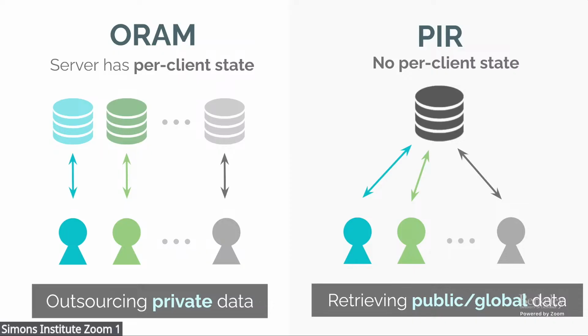And in this case, it would be much more efficient if the server did not have to store per client state. It did not have to make a separate copy of the database for each client. If you think about it, Google cannot make a copy of their entire database for every user they have, or this would be prohibitively expensive.